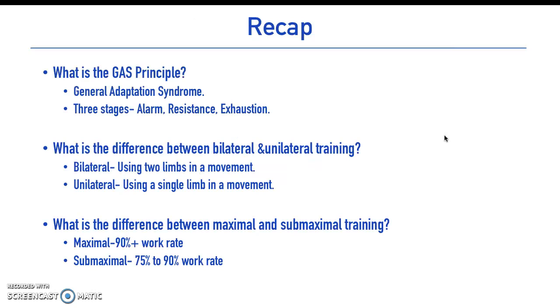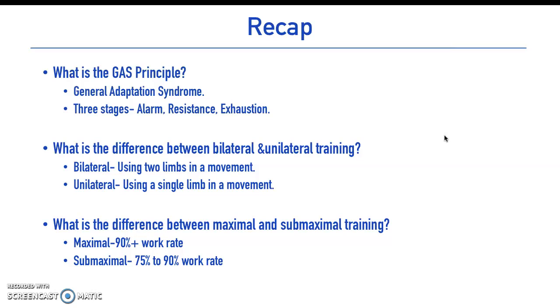Okay, we've got the GAS principle that we spoke about last week. Okay, so the general adaptation syndrome. Remember importantly that there were 3 stages: your alarm phase, your resistance phase, and your exhaustion phase. So if you can remember the graph, when you do some training, the body goes to the alarm phase, which means that it is in shock. Okay, the fight or flight response, adrenaline.